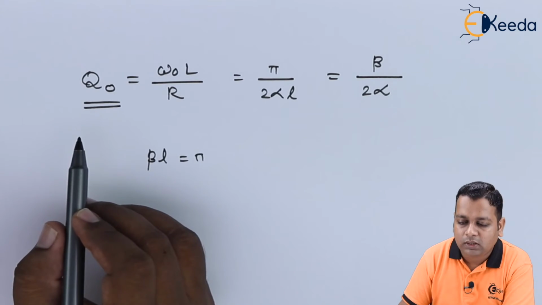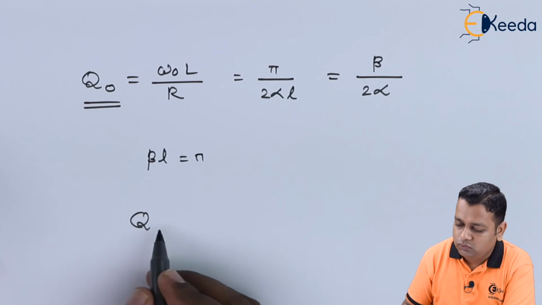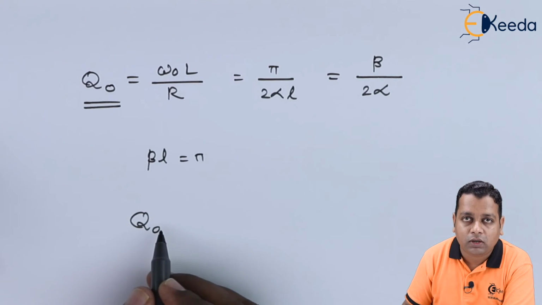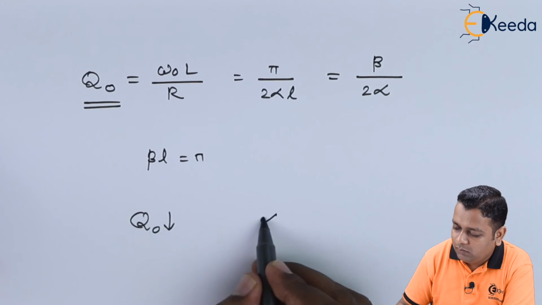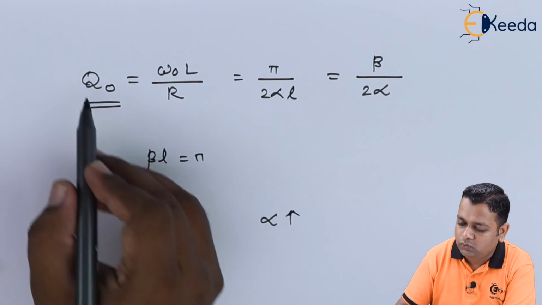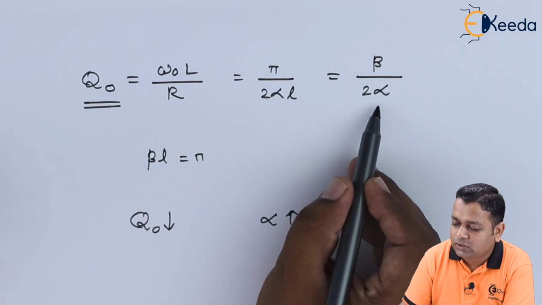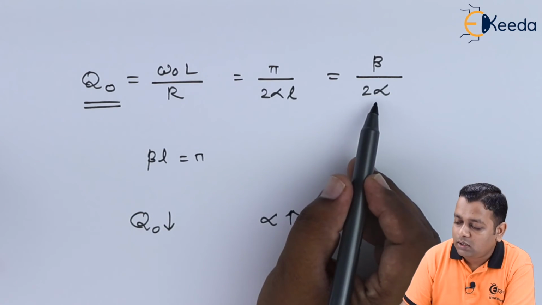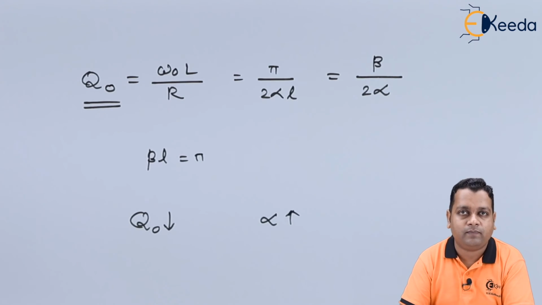As we observe here, the capital Q0, the unloaded quality factor, decreases as the attenuation alpha increases in its value here. So we directly see from the relation that Q0 is inversely proportional to the attenuation constant alpha here. Hence this is the relation here.